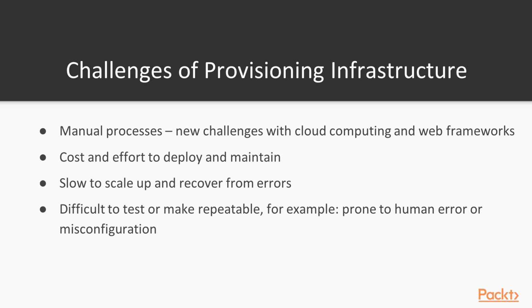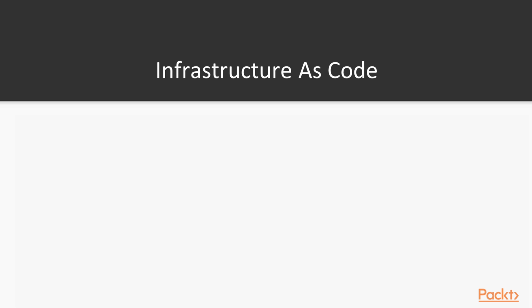So for example, earlier in the course we were using the AWS Management Console. Had you made some errors, for example, in any of the configuration, then you would have to go back and edit that, which is very time consuming. So this is one of the motivations for infrastructure as code and why it appeared.